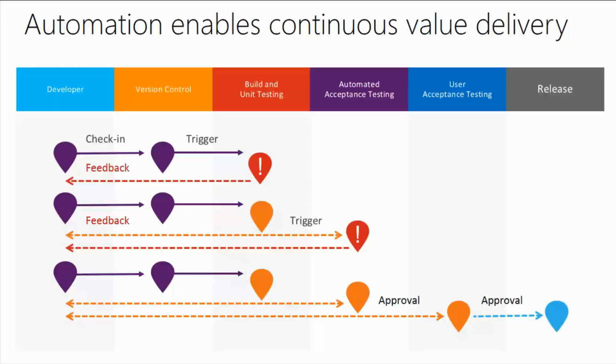So for example, starting from the left, we have our developer coding the application or the software, generating different version controls. Then we move towards build and unit testing of the software. We get into automated acceptance testing. And then of course the UAT phase, or the user acceptance testing, comes in. And finally, the software or the app is released.